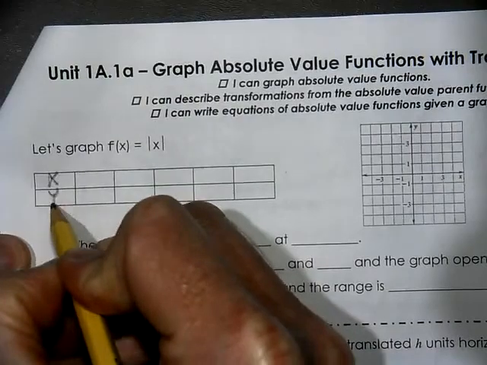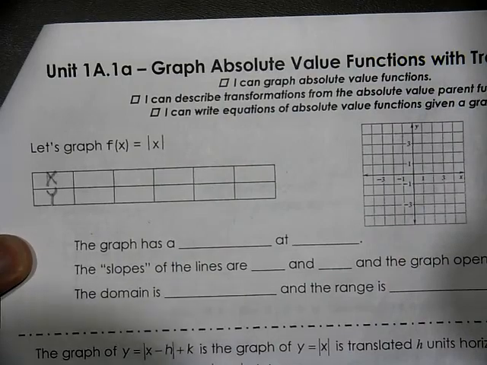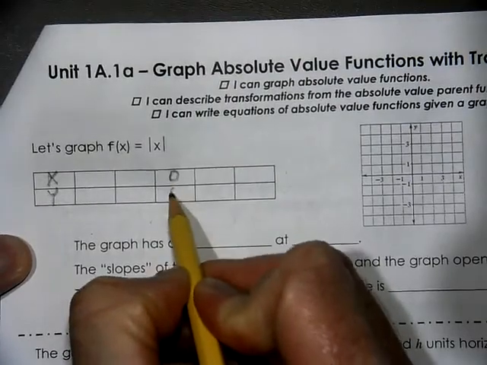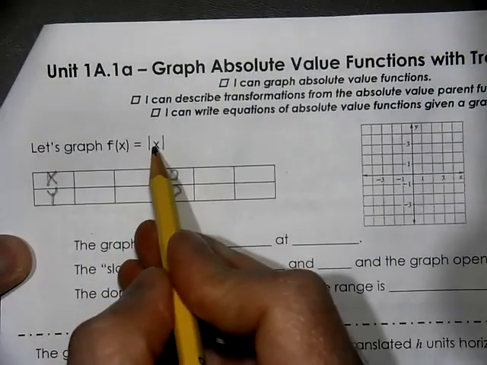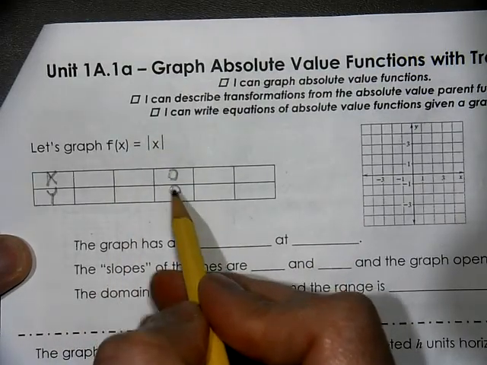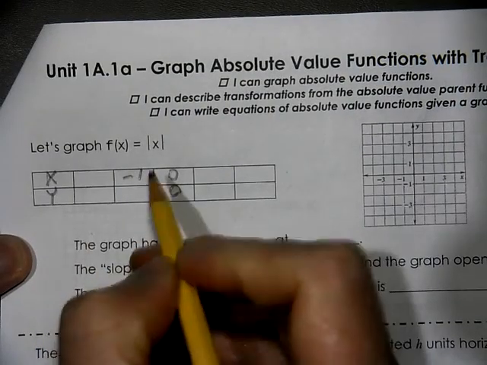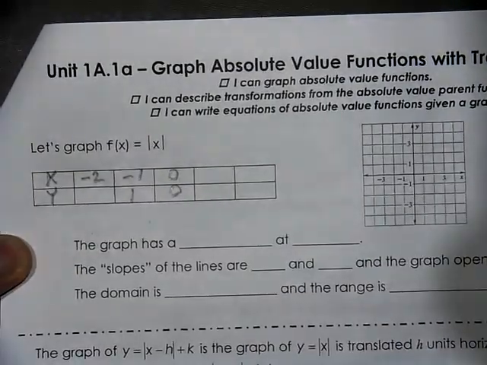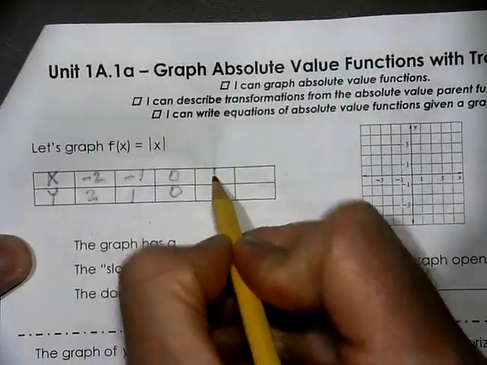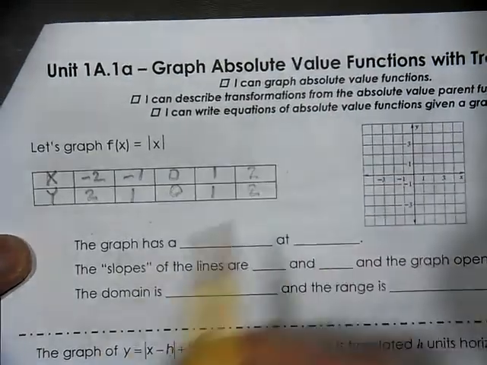So when we talk about the parent function, there is a table that we can make. So we have x and y. We'll put our 0. When we plug in 0 to the function, the absolute value of 0 is 0. The absolute value of negative 1, what is that? Is 1. Negative 2 is 2. 1 gives us 1, and 2. If we plug 2 into this function, we would get the answer of 2.